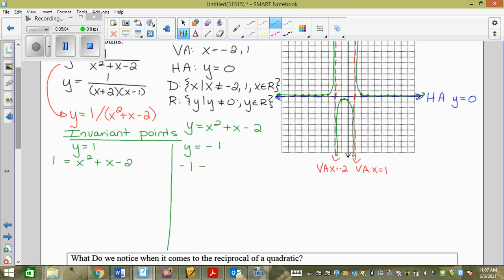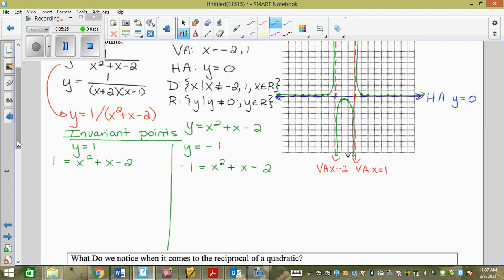And negative 1 equals x squared plus x minus 2. Now linear is easy because you're just going to isolate the x. But quadratics, how do you solve a quadratic? Everything to one side, set equal to 0, every single time. Okay? So with linear, you're just trying to isolate x. With quadratics, you have to get it equal to 0.